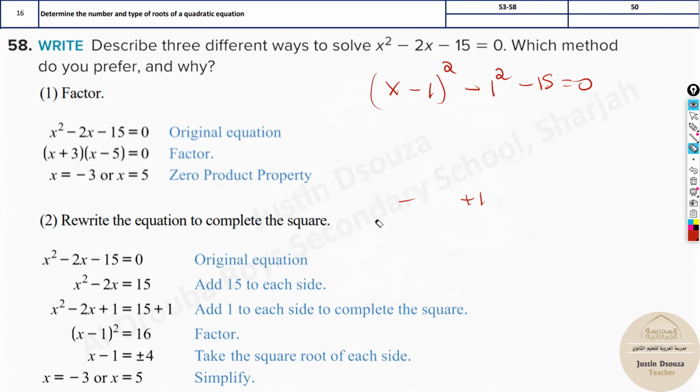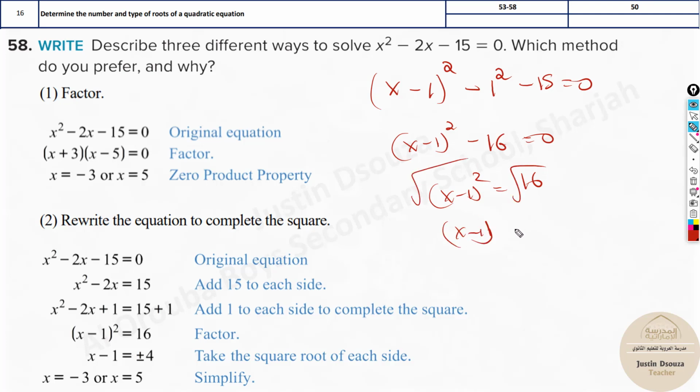Now here, we have got this much. So here let's do x minus 1 the whole square, minus 1 square is 1 itself. 1 minus 15 is minus 16 equals 0. Take this to the other side. X minus 1 the whole square equals 16. Square root on both the sides. It is equal to square root of 16, which is 4. Take minus 1 to the other side, it will be 4 plus 1. X is equal to 5.